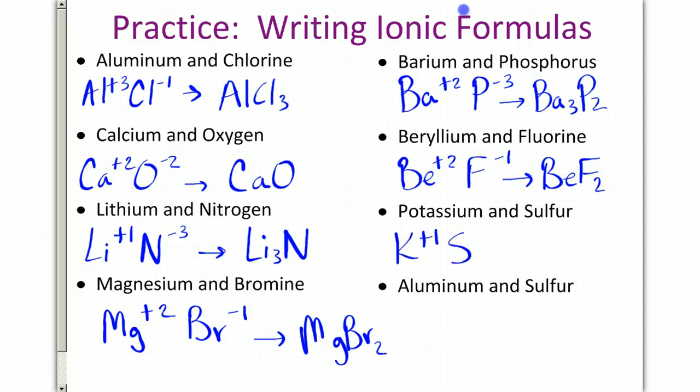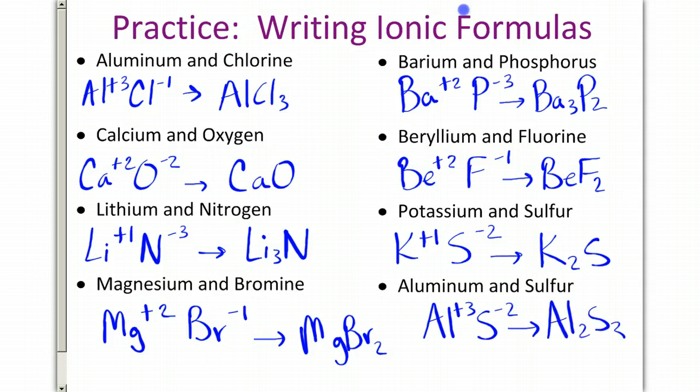Potassium is +1, sulfur is -2, so I'll switch those and I get K2S. And lastly, aluminum is +3, sulfur is -2. If I switch them, I get Al2S3.